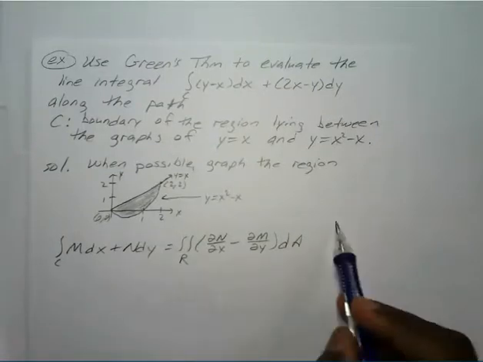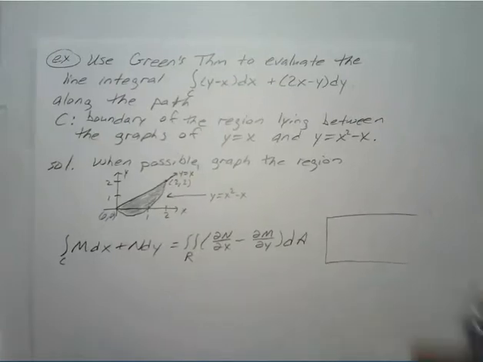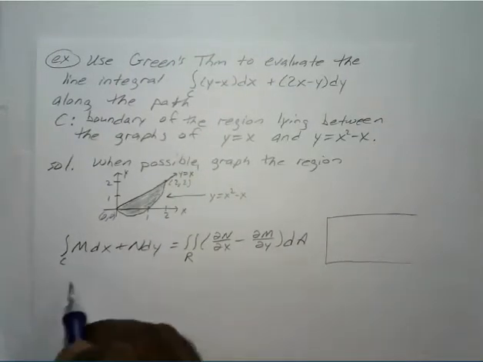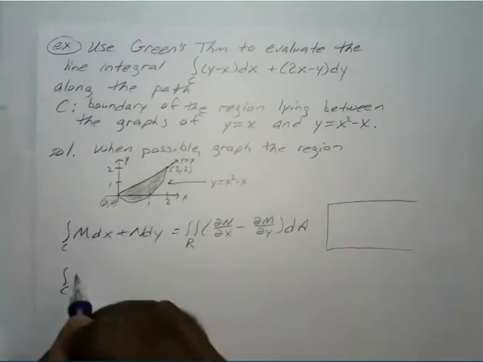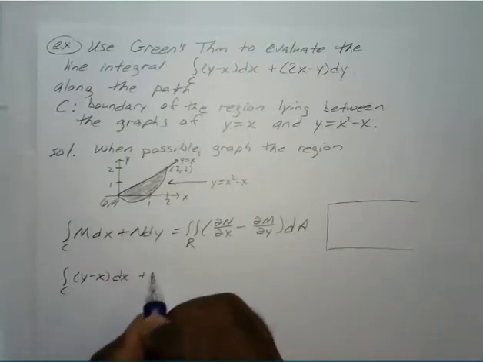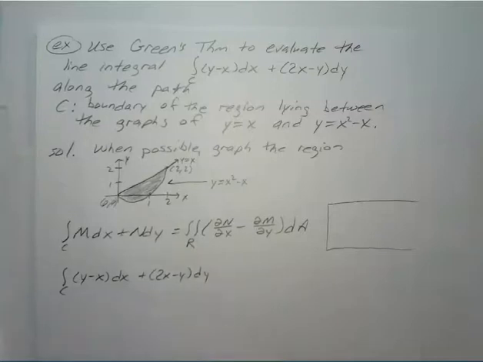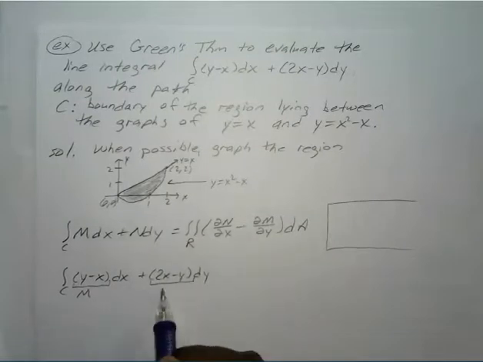Okay, so here, I'll put that right on the side. Of course, let me write that out so I'm not skipping any steps. We have (y − x) dx + (2x − y) dy. This is your f of x, y, so of course this is your M, and that's your N.